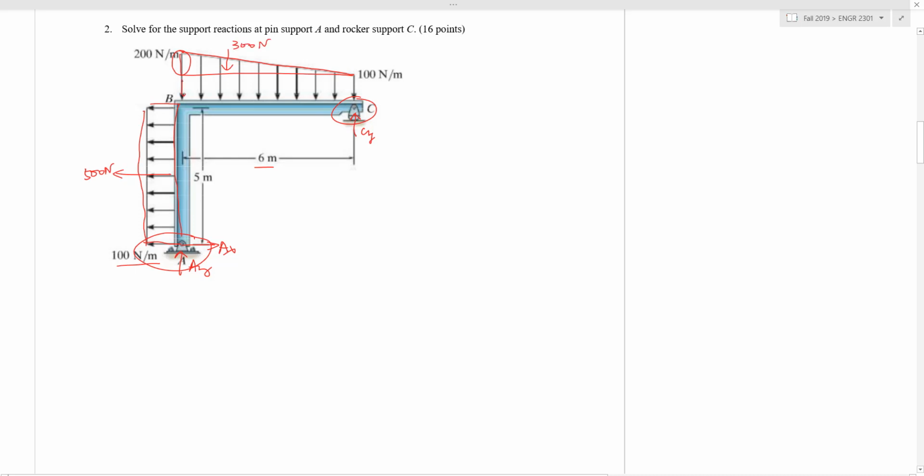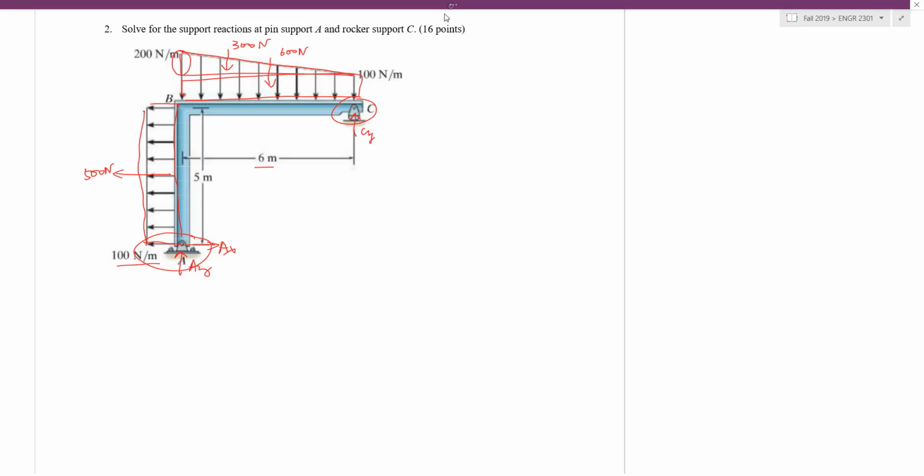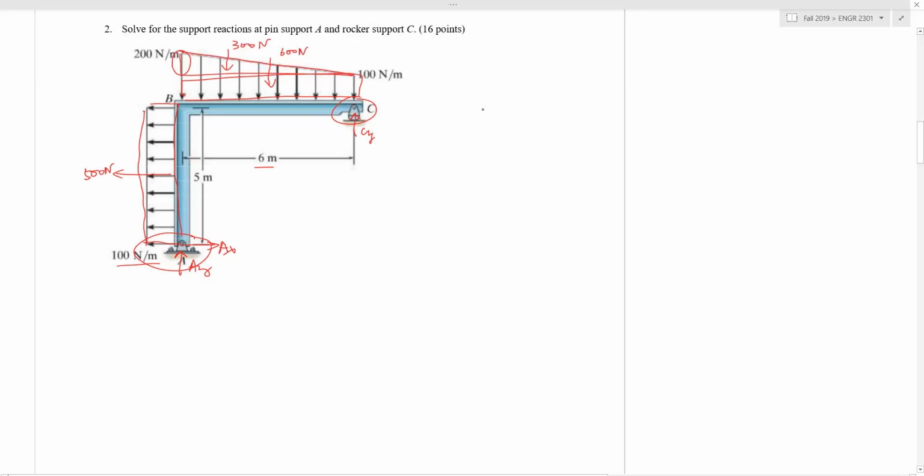And lastly, we have another rectangular shape, this right here, that's replaced by a concentrated force here in the middle, and that will give you 100 times 6 meters, 600 Newton right here. So with that said, we can now draw our actual free body diagram.